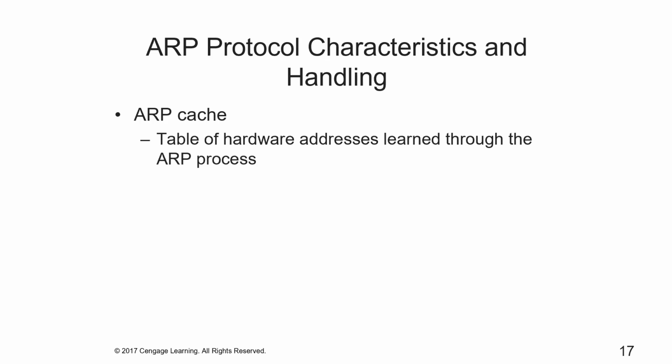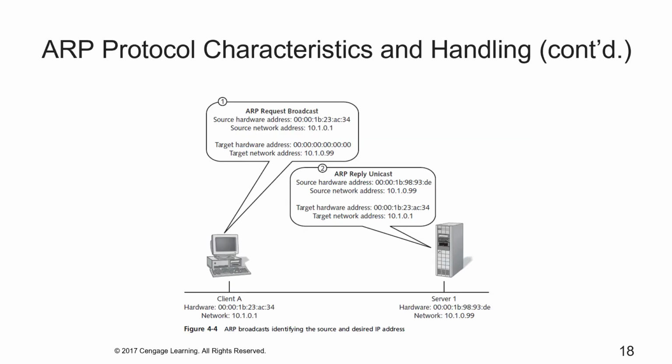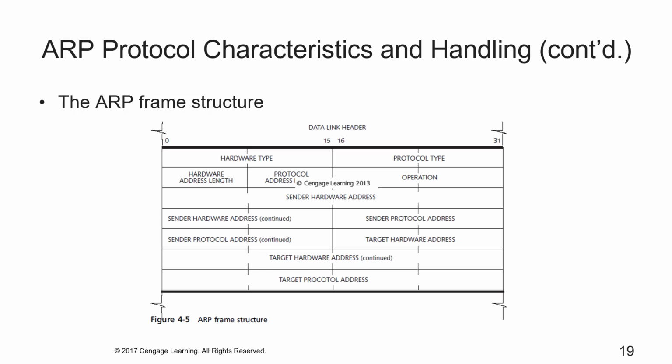The ARP cache, so when we're talking about ARP protocol characteristics and handling, the ARP cache is a table containing hardware addresses that's learned through the ARP process. This diagram highlights some of the characteristics and the handling of the ARP protocol. And here's a diagram of the ARP frame structure.